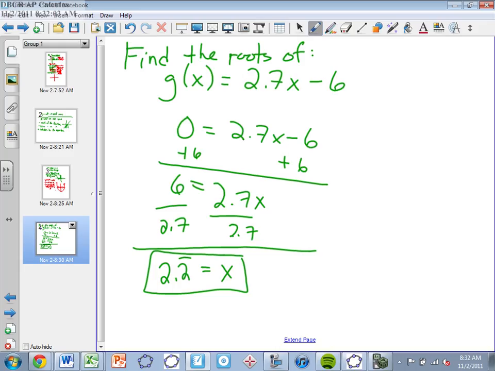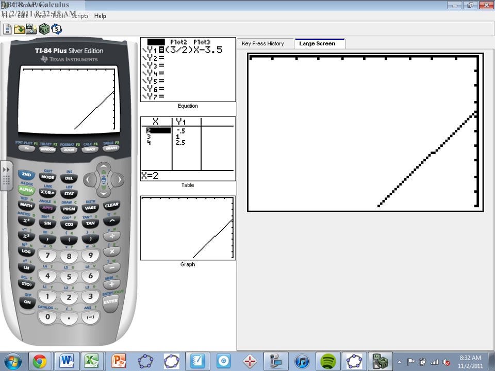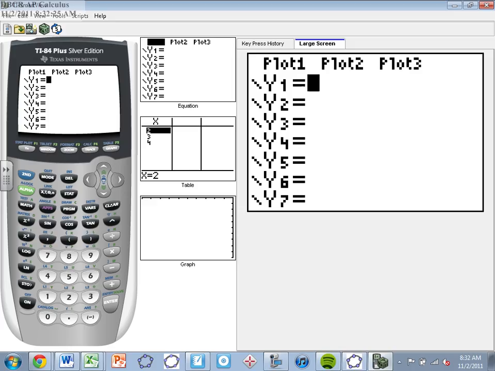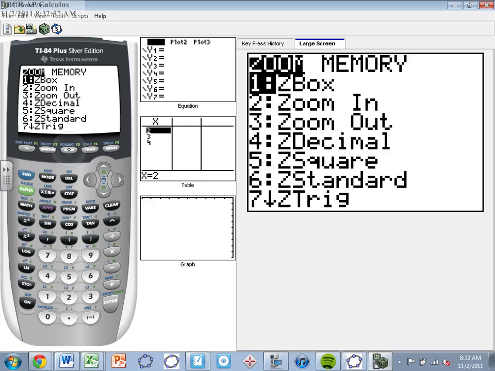Now, if for some reason I was not able to solve this equation, which we'll see in the next one, there's another way to do this, and I want to show you that. So everybody open your calculator up and go to your y equals. Clear out whatever's in there, and write in the equation: 2.7x minus 6. If you change your window settings, make sure you hit zoom 6.